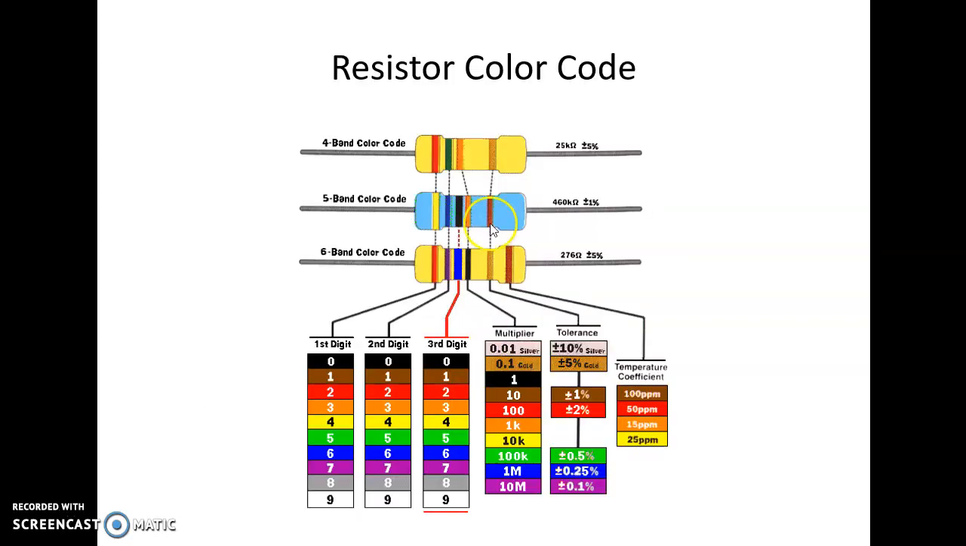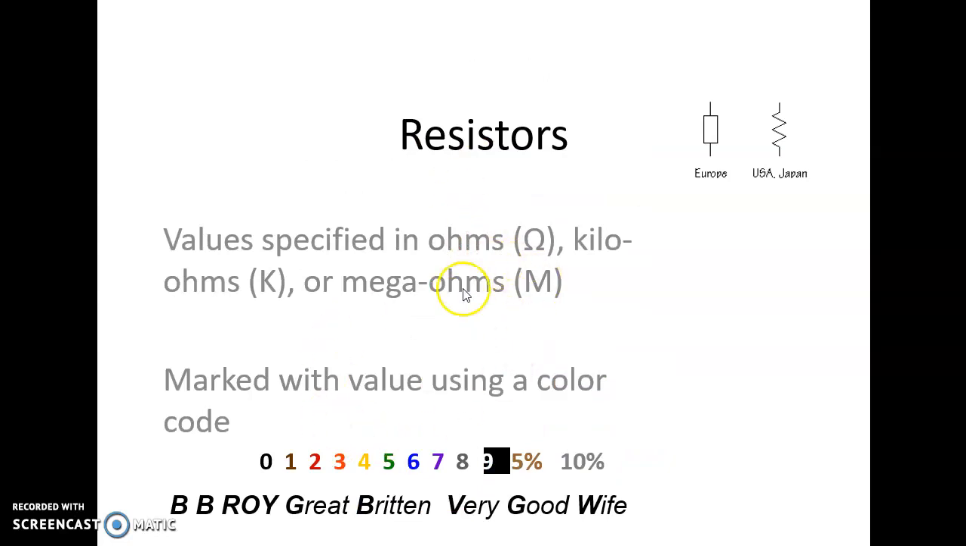There are different types of resistors: 4 band color code, 5 band color code, 6 band color code. Depending upon how many bands are there, its coding technique is there. Before that, first of all, we'll see one rule. A very common rule is used, by which you can remember this color code. So this is BB Roy, Great Britain, has very good vibe.